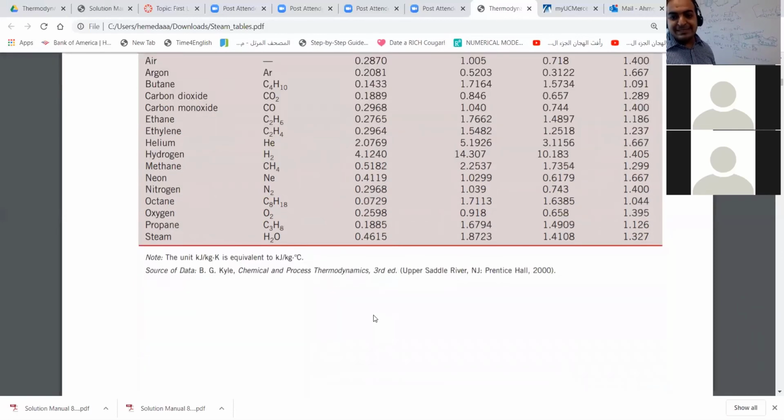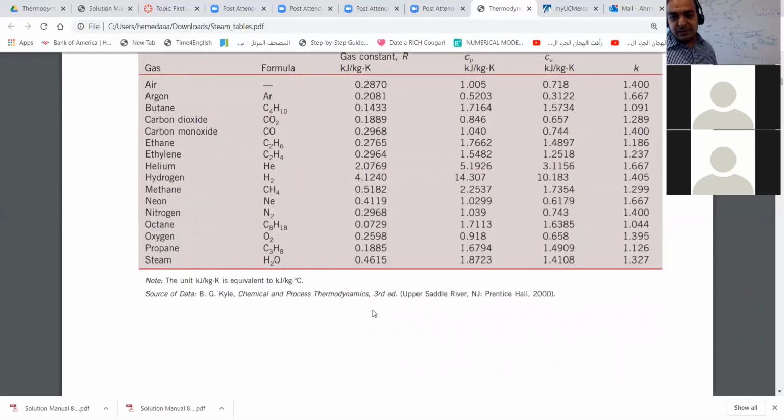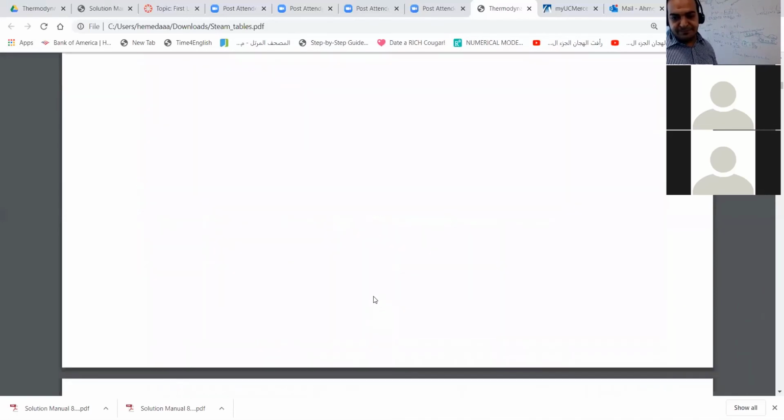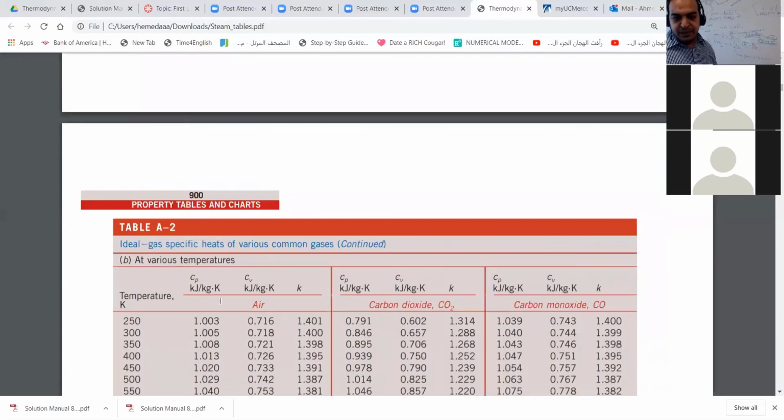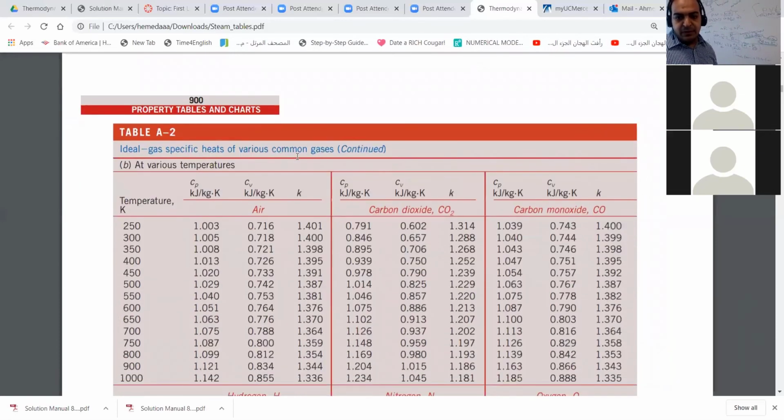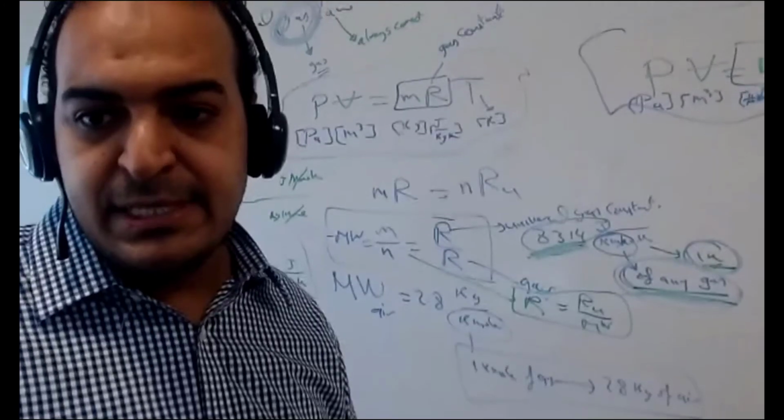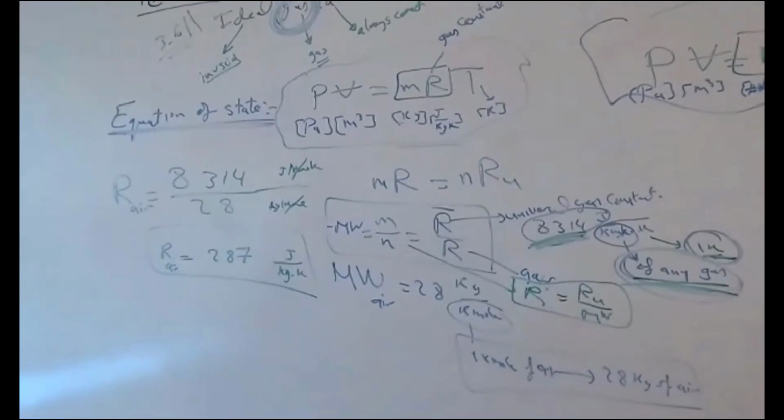However, at some conditions, these numbers are not the same. For example, in Table A-2, you will see the R, or the Cp minus Cv, which is R, is different with temperature. This is a function of temperature. We're going to discuss this right now. So sometimes, when this is the case, some of these properties are not constant. They need to be a function of temperature.